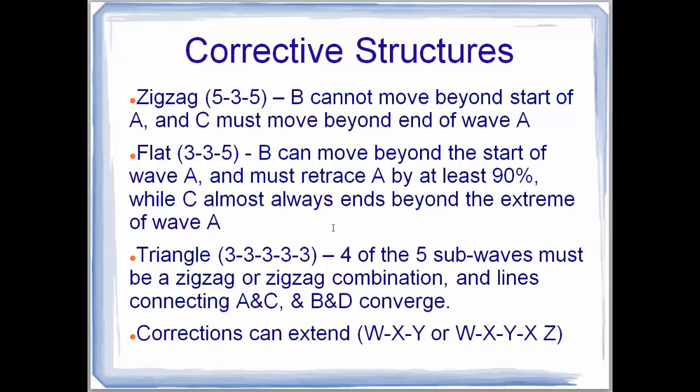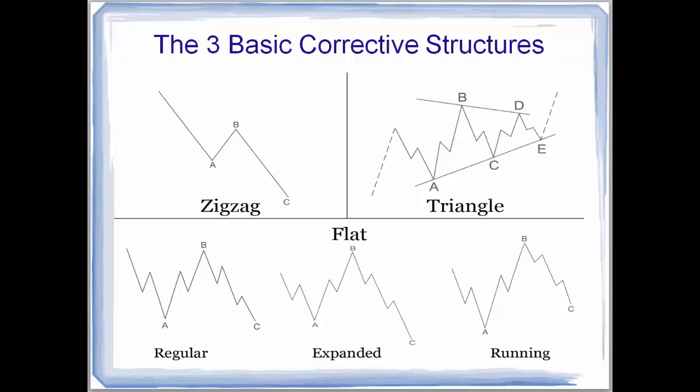Zigzags and flats can appear as a W, as an X, as a Y, or as a Z, whereas triangles can only appear as an X wave in either of the combination corrections. So here are examples of the basic corrective structures. First, the zigzag. And from the last slide, we learned that zigzags subdivide as a 5, 3, 5.